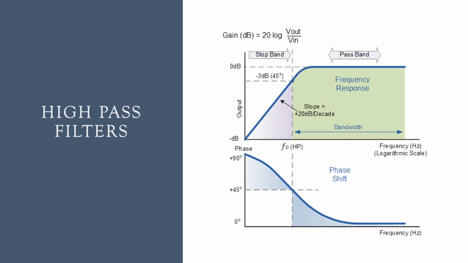A high-pass filter is a circuit that allows only high-frequency signals to pass from the input to the output without distortion. Low-frequency signals experience both a reduced gain and a phase shift. On the right, you can see a Bode plot of a high-pass filter.